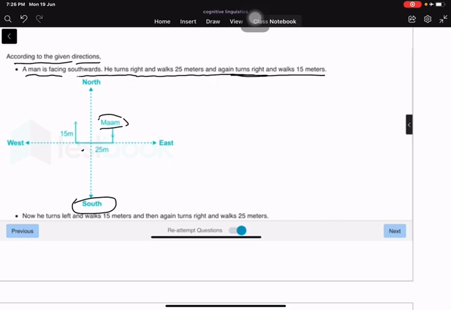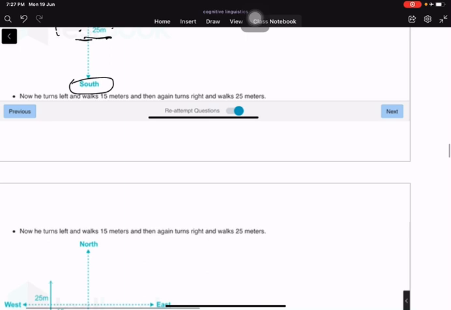This is the man, I believe. Turns right and walks 25 meters. So that's 25 meters. And then again turns right and walks 15 meters. So 15 meters. So now he turns left and walks 15 meters.